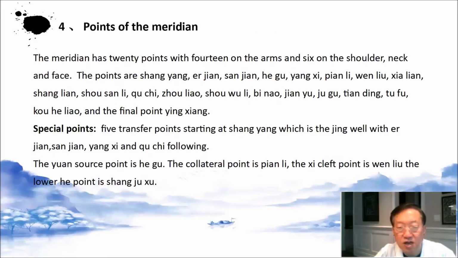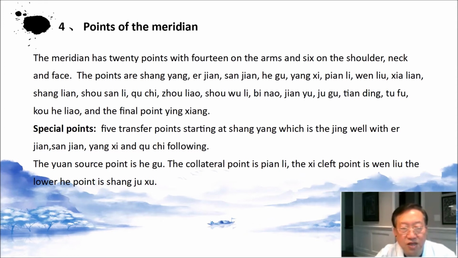4. Points of the meridian. The meridian has 20 points, with 14 on the arms and 6 on the shoulder, neck, and face. The points are Shangyang, Erjian, Sanjian, Hegu, Yangxi, Pianli, Wenliu, Xialian, Shanglian, Shousanli, Chuchi, Zhouliao, Shouwuli, Binao, Jianyu, Zhugu, Tianding, Futu, Kouheliao, and the final point, Yingxiang.